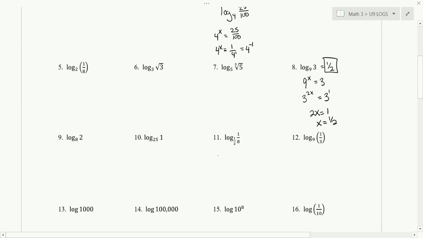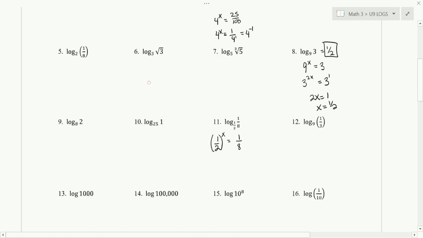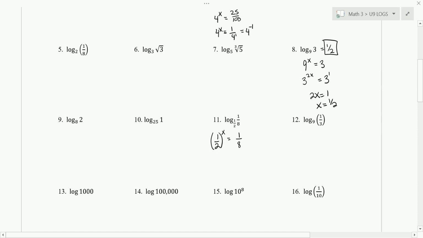Number 11 is asking the question 1/2 to what power is equal to 1 over 8. One half is 2 to the negative 1. We had an x there already, so negative 1 times x. 1/8, that's 1 over 2 to the third, so that would be 2 to the negative 3. So negative x equals negative 3. Multiply both sides by negative 1, you get x is 3, so your answer is 3.